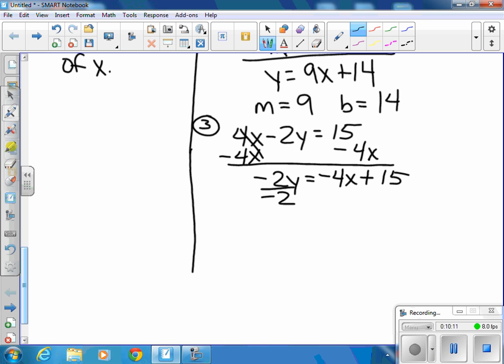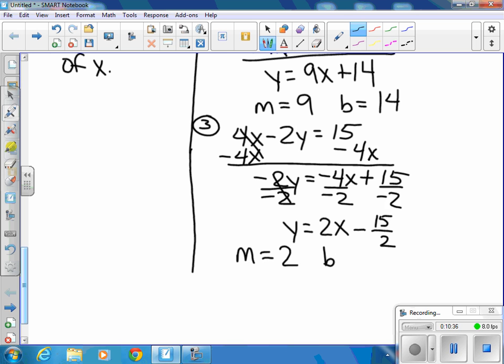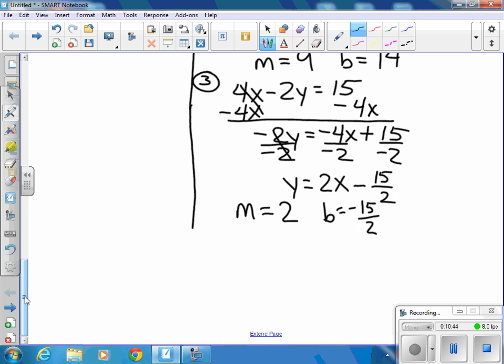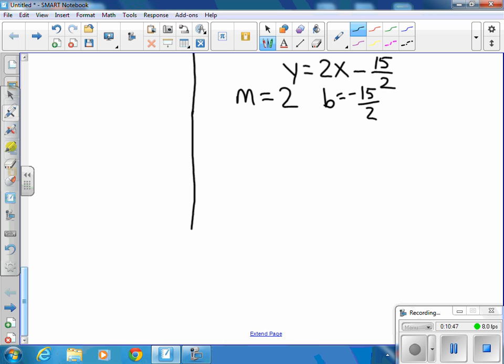Divide everybody by negative 2, and this is why it's important right now to divide everybody separately, because some things are going to simplify and others are not. Now clean it up so that you have a proper looking equation. Y equals positive 2x. 15 does not divide by negative 2, but a positive and a negative is going to turn into negative 15 over 2. Okay, and now that your y is by itself, you're ready to pick out your two pieces. The m is the number attached to the x, so that would be 2 in our case. The b is the number by itself, which in our case would be negative 15 over 2. Do not turn them into decimals, leave them as fractions. Because when you go to graph, we don't graph with decimals.